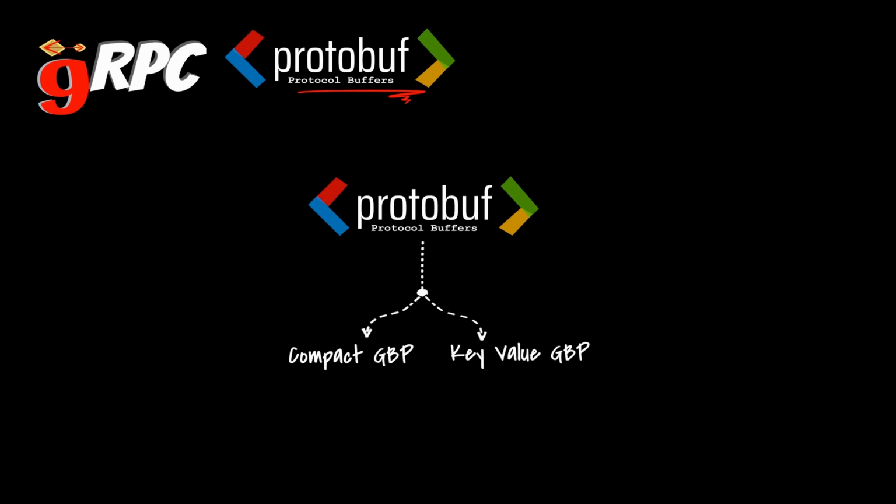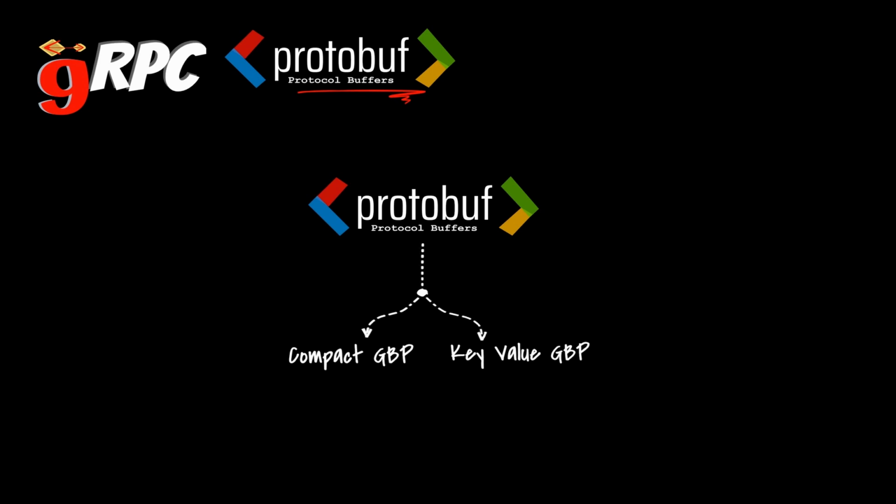When we talk about compact GPB, we need a .proto file. For compact GPB, you must generate a .proto file on the router for every path that you want to stream and upload it to your collector. For example, if you want to stream the interface status, you must generate a .proto file for that.